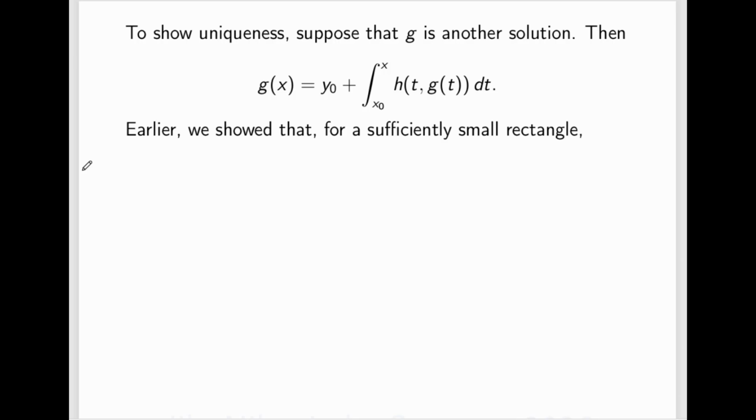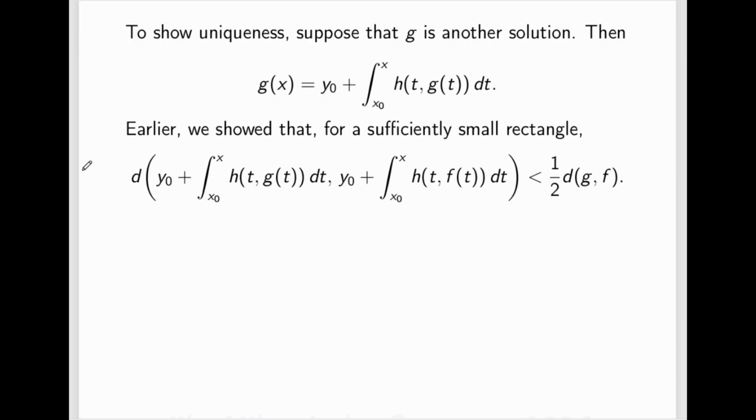Earlier, we showed that for a sufficiently small rectangle, namely x0 minus s and x0 plus s cross y0 minus b and y0 plus b, the distance between y0 plus the integral from x0 to x of h of t and g of t dt and y0 plus the integral from x0 to x of h of t and f of t dt is less than 1/2 of the distance between g and f.